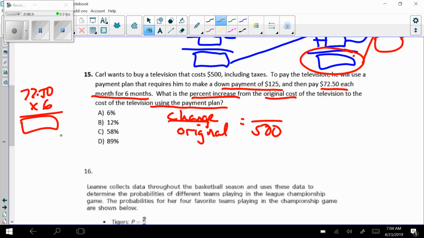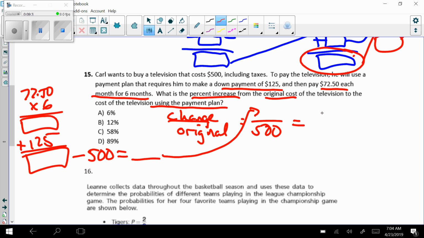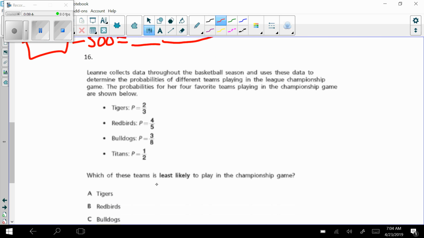And then whatever you get here, you're going to add in the 125 down payment, and then you get a new amount here. And then this new amount, take it away from the original amount, and that becomes your change. And then over x over 100. This will say least likely. So basically, you just convert these all to decimals until you figure out the one that is the lowest chance. This is FDP, a fraction decimal percent.